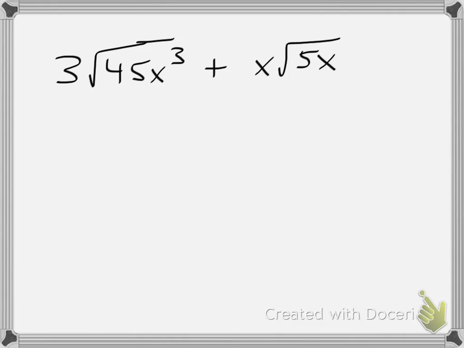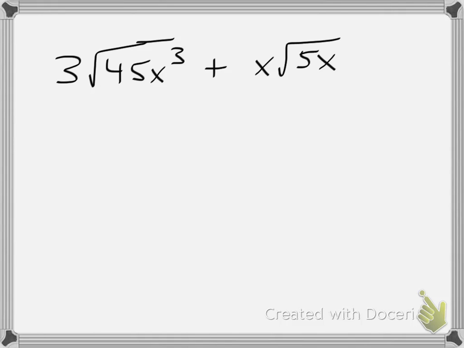Now we add and subtract radicals. We want to make sure that they have the same radicand, what's inside the radical, the same index, and then like coefficients. Now in this example, the radicands are different, and the coefficients, the 3 and the x, we can't add anyway. But what we want to do is see if we can break it down any further. In other words, I can reduce or simplify the square root of 45x to the third.